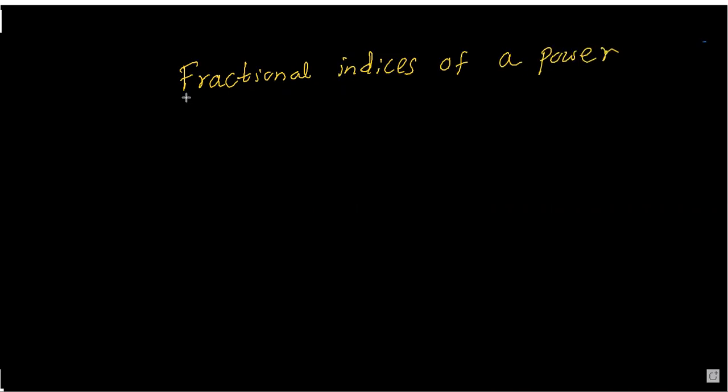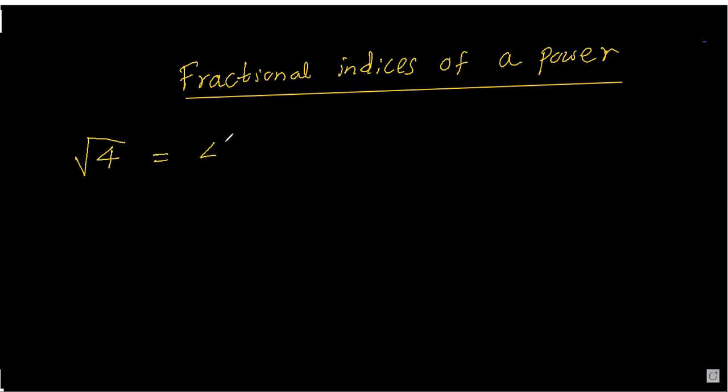Maybe an idea will come to your mind. Fractional indices mean the indices should be a fraction, right? For the base. If it is like this, look at this one, the square root of 4. When we remove the square root sign, we can write 4 to the power half. Right? You can write 4 as 2 to the power 2, into half. Then you can write here 2. Can you understand?